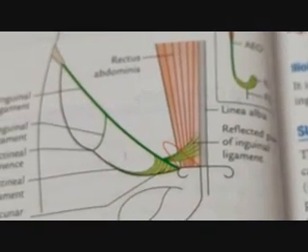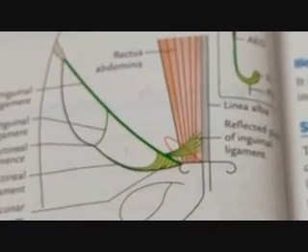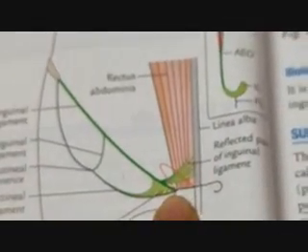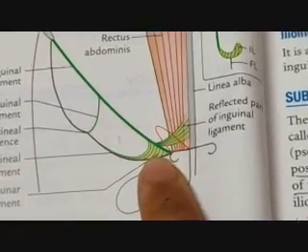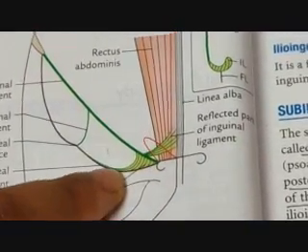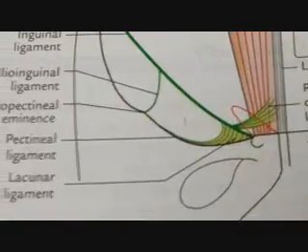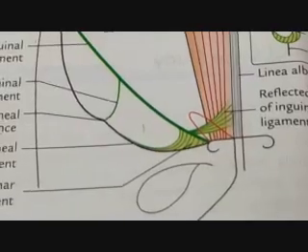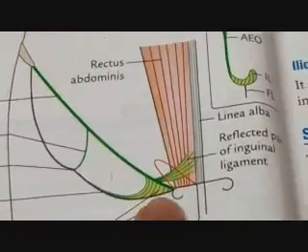So from the medial end, the deep fibers of the inguinal ligament curve horizontally backward to the medial part of the pecten pubis. See, this is the lacunar ligament. So this is the medial end. From the medial end, the deep fibers curve horizontally backward to the medial part of the pecten pubis, forming the lacunar ligament. So this is the pecten pubis.